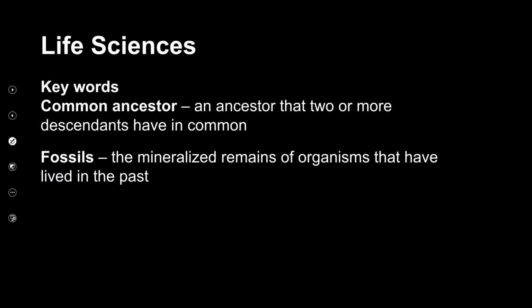All right. Okay, so the first key word that we're going to look at is common ancestor. If we break up that term, we see common means where we have things that are similar or the same, and then ancestor is somebody that we have descended from. So basically it's an ancestor that two or more descendants have in common. So they share that ancestor.